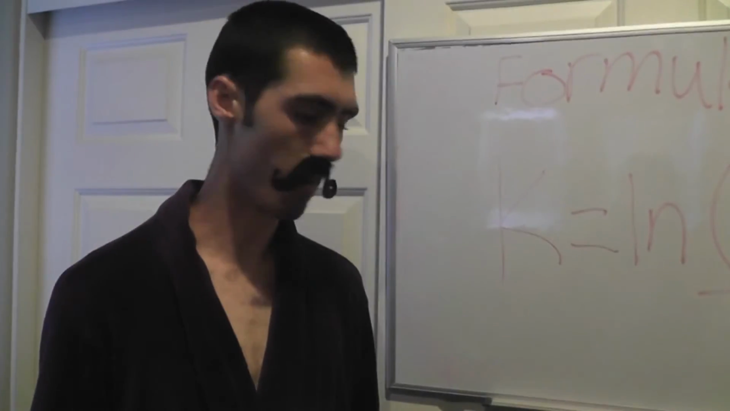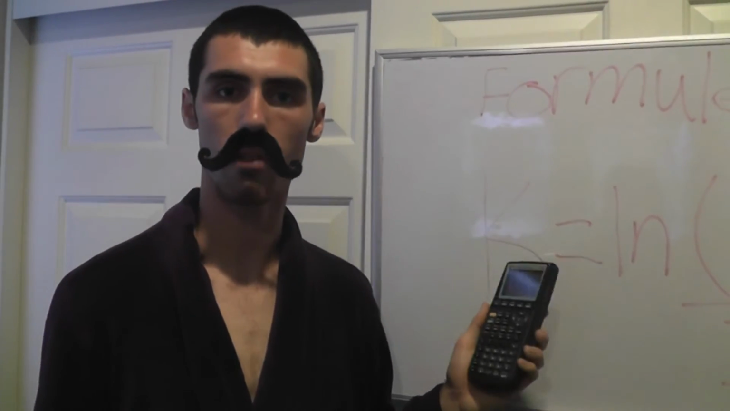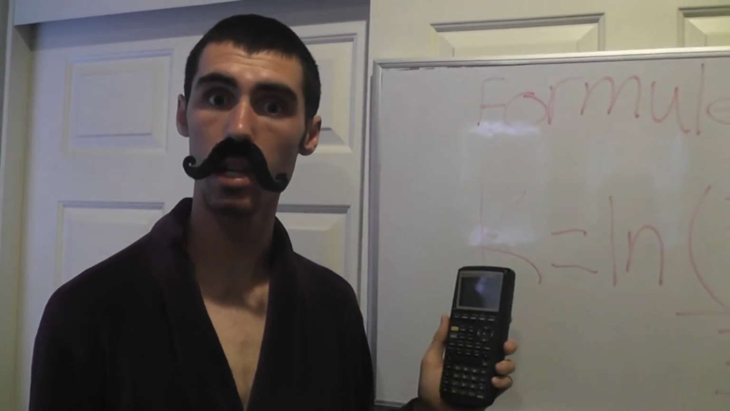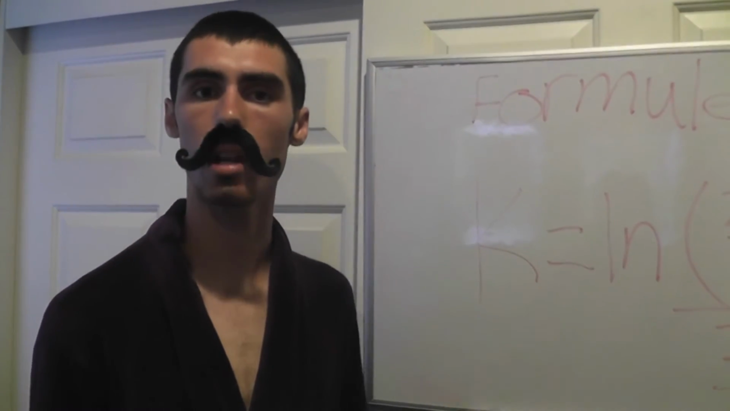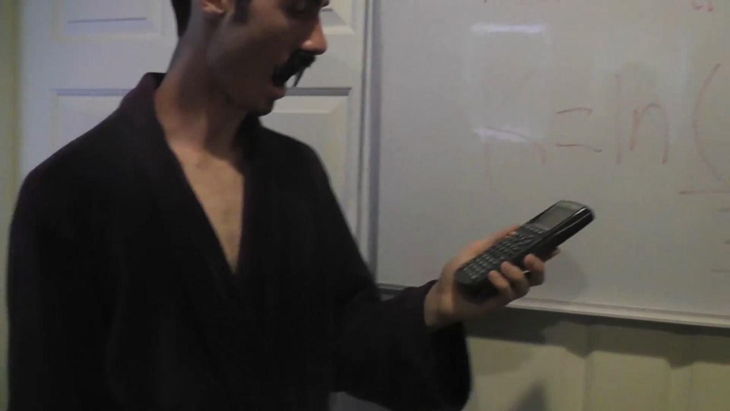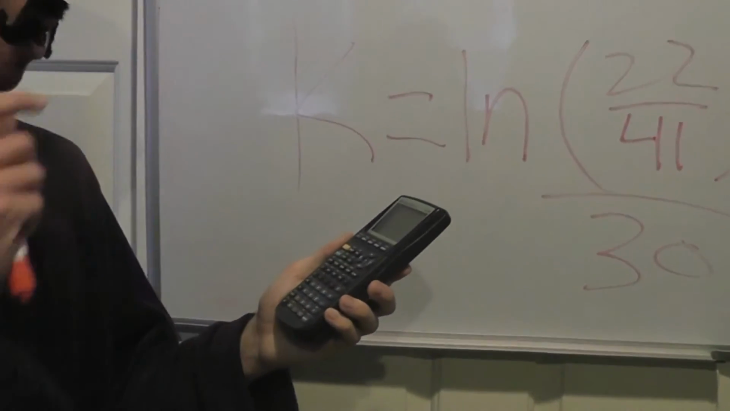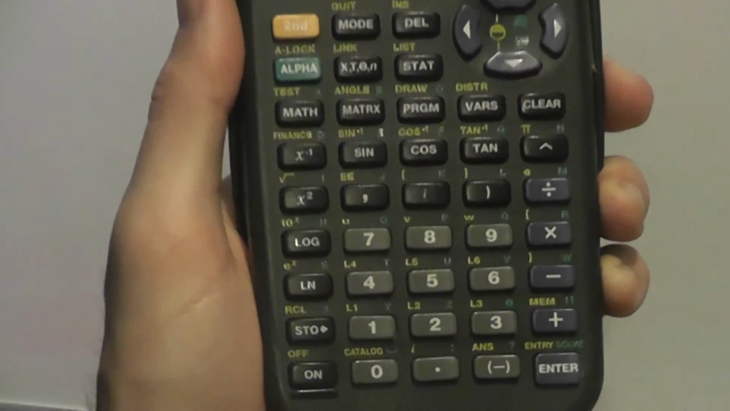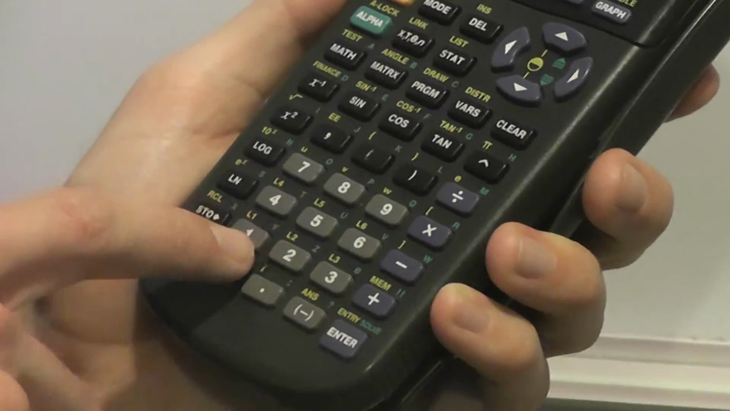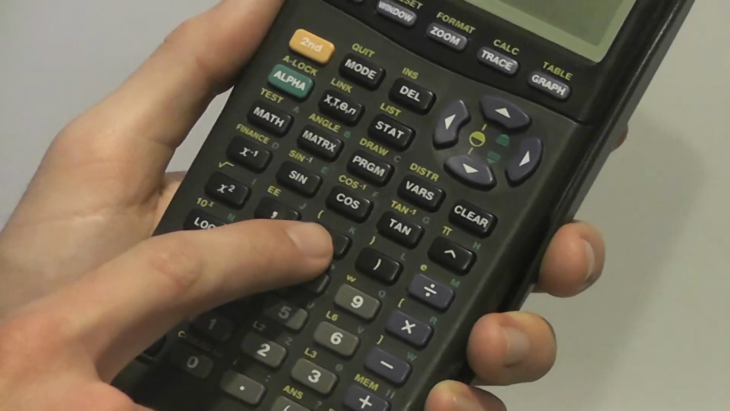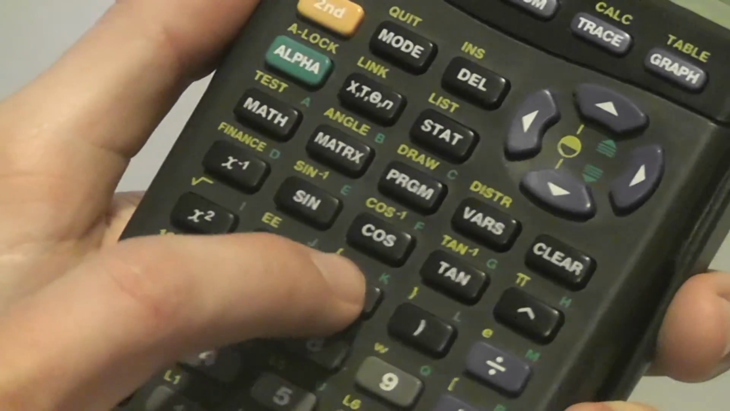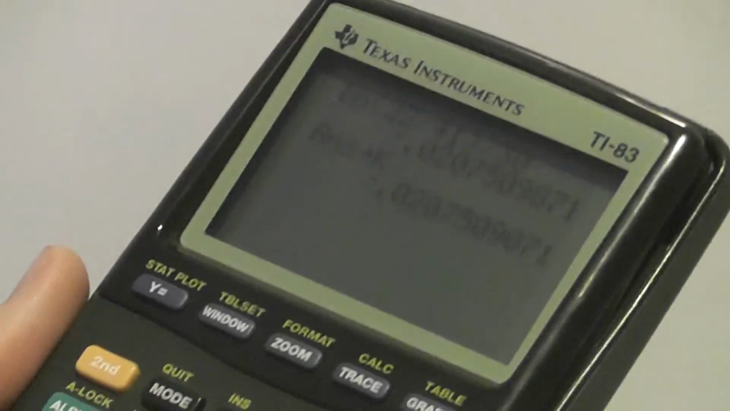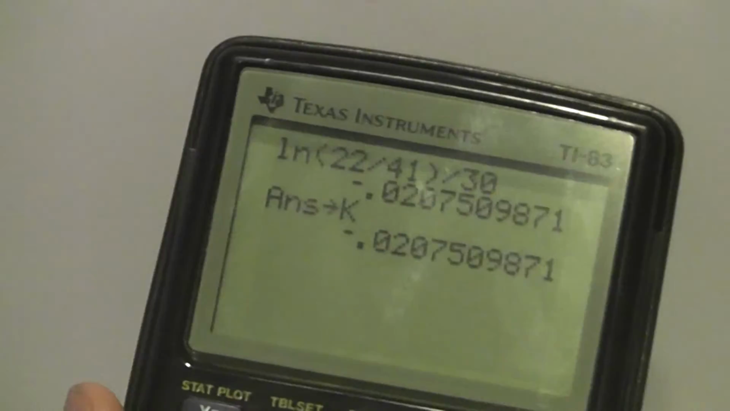But I don't want to have to memorize all 9 digits of this number, so I can simply store my answer into the calculator. By doing this, I must press STO right above the ON button on my calculator. Then I will press alpha, and then I will go to K right above the left parentheses button. Enter. So now, every time I use K, it will give me that decimal answer.